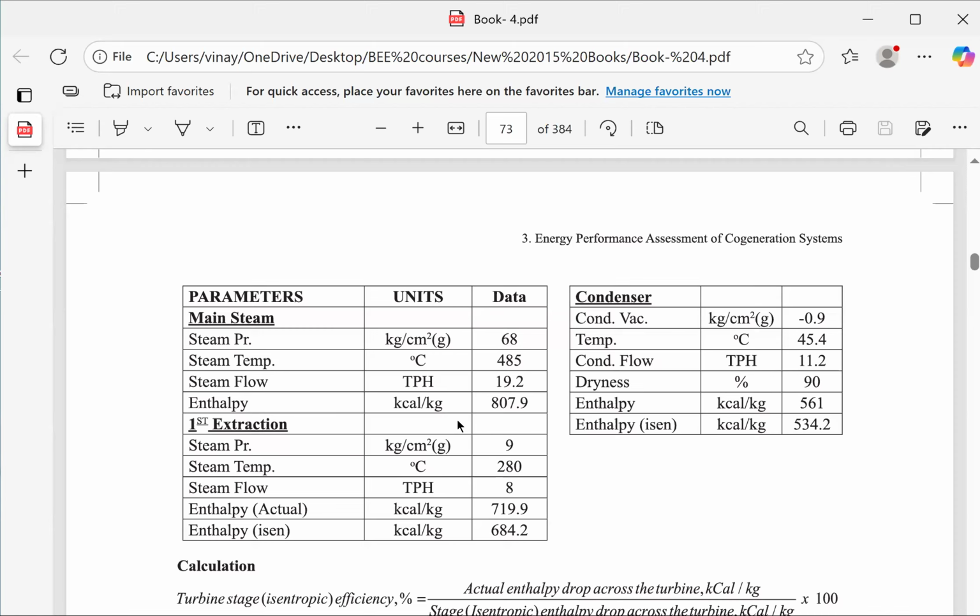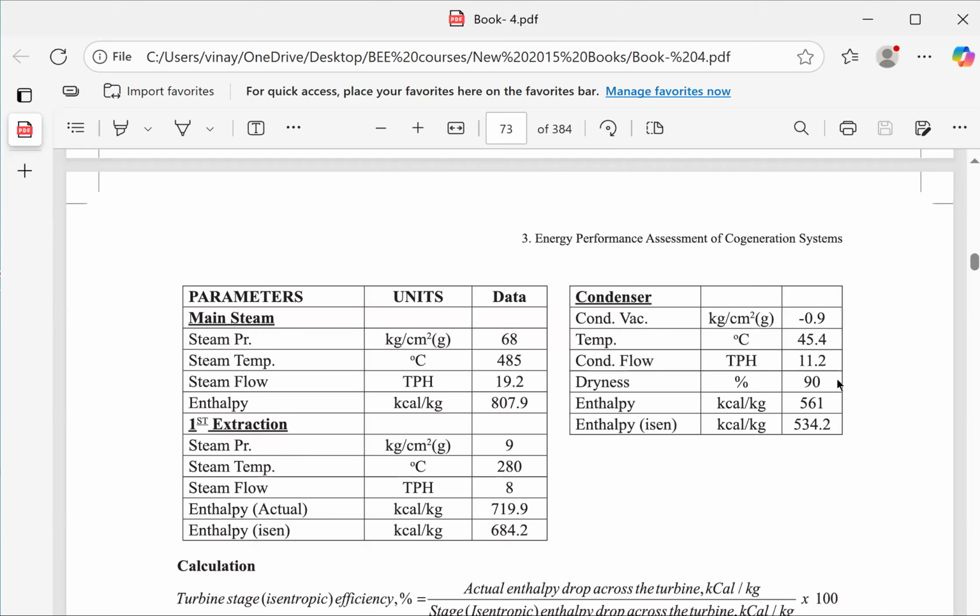So if you want to convert this flow into kilocalories per hour, tons per hour multiplied by 1000, that is 19200 kgs, multiplied by 807.9, that's the total heat in that steam, will give you the input in the main steam. First extraction, again same thing, it is tons per hour, you convert it. Condenser, same. See, this left hand side, same, right? Condenser vacuum, he says, because the kg per centimeter square gauge goes negative. Temperature 45, tons per hour flow, so much.